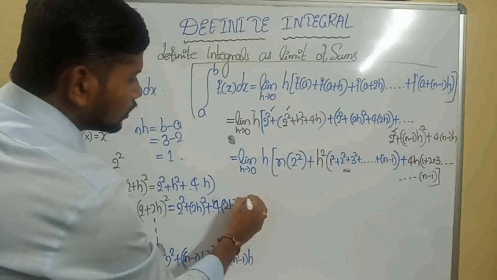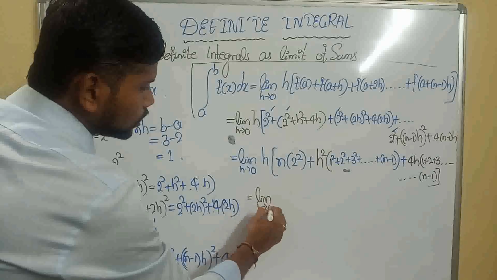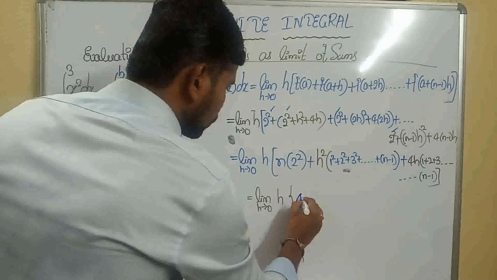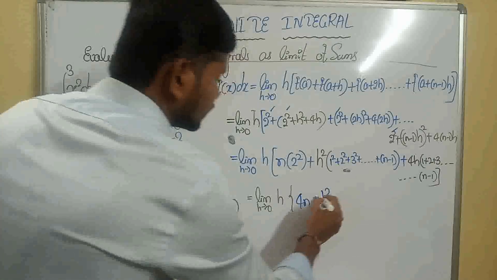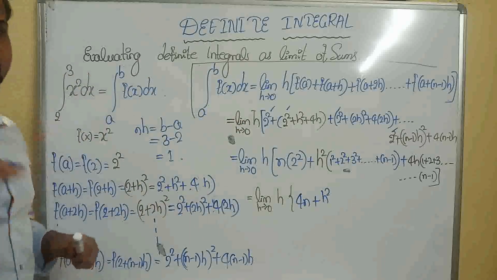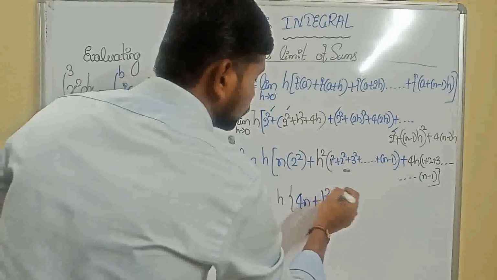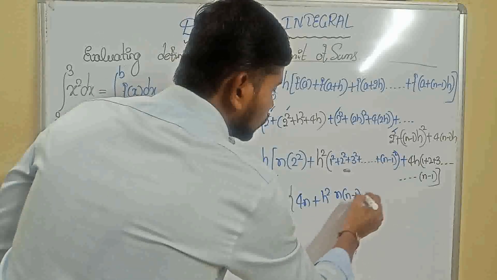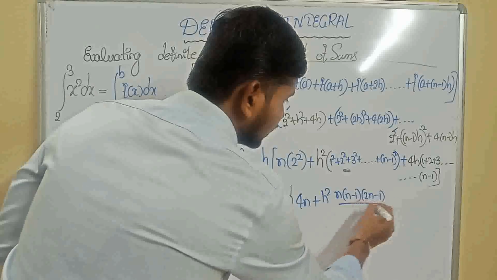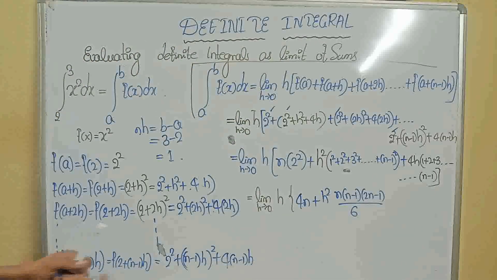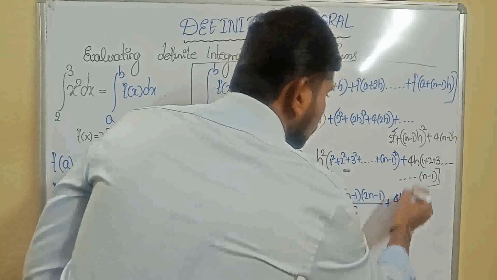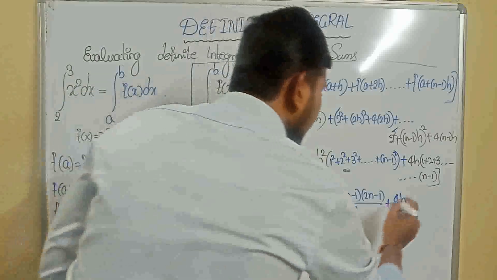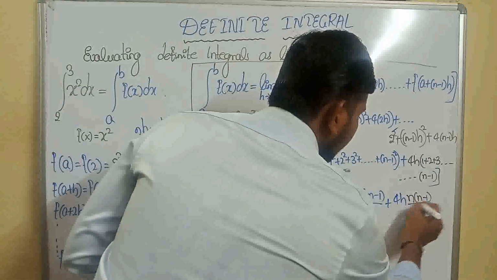Got the point? Then the next step will be limit as h tending to 0, h into bracket, 2 square will be 4, so it is 4n plus h square as it is. What is 1 square, 2 square, 3 square, so on to (n minus 1) square? It will be the sum of squares of n minus 1 natural numbers. It is (n minus 1) n (2n minus 1) divided by 6. That I already explained. Plus 4h. What is the sum of n minus 1 natural numbers? It will be (n minus 1) n divided by 2.